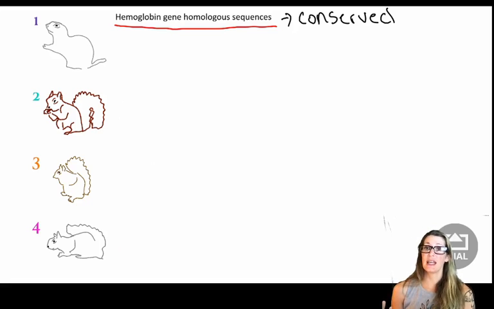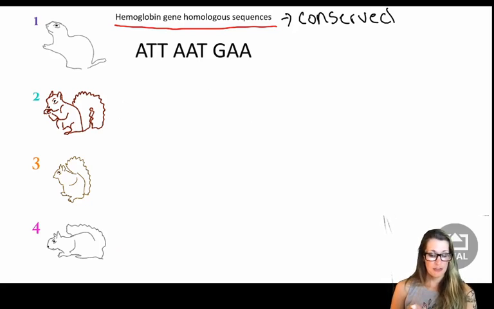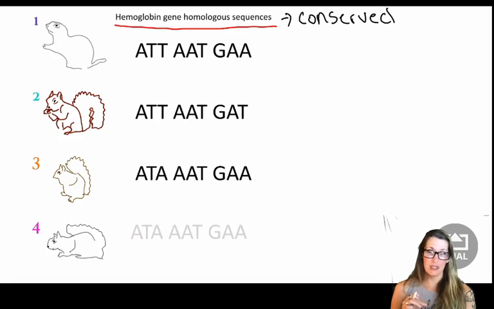So hemoglobin genes have, in the course of evolutionary time, experienced fewer mutations, fewer base pair changes than do many other genes. We've sequenced our 3 species of interest, or our 4 species of interest, and we're going to use these sequences of the hemoglobin gene to place these species on a phylogenetic tree. Most of the sequence is exactly the same. As we said, they're homologous, right?